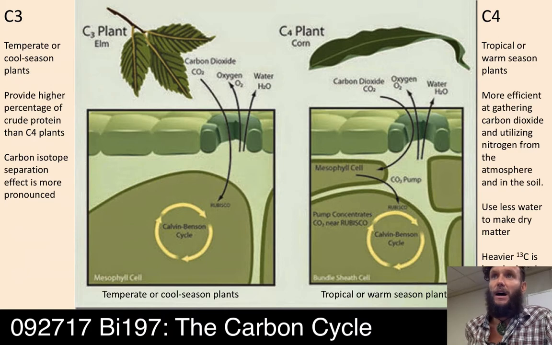C3 plants, like peas, for example, or beans, spinach, kale, broccoli, these kinds of plants, they're pretty high in protein, higher in protein than corn, for sure.